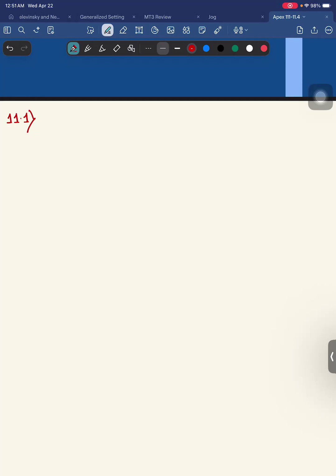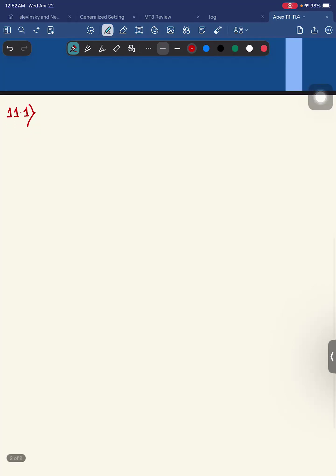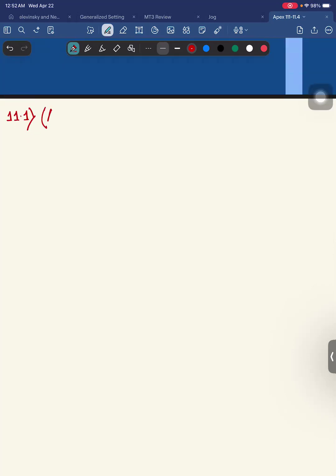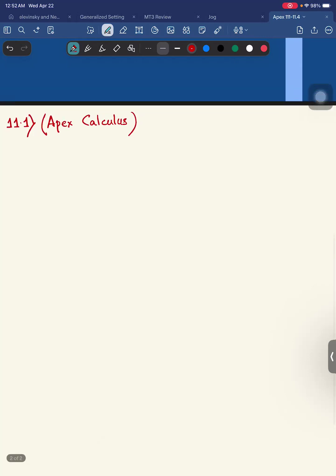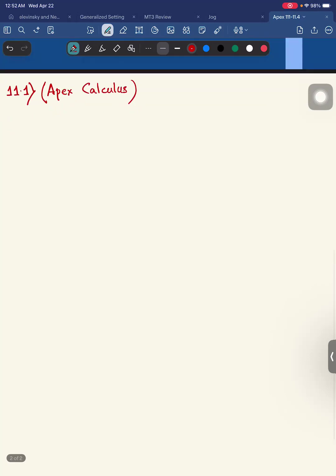Okay, so welcome to the last chapter of this course, which is about the Cartesian coordinate system and more geometric stuff. So in this lecture, I'll try to cover 11.1 all the way through 11.4. Let's start with 11.1 of Apex Calculus. We are going to follow Apex Calculus for chapter 11. Anyway, let's start with it.